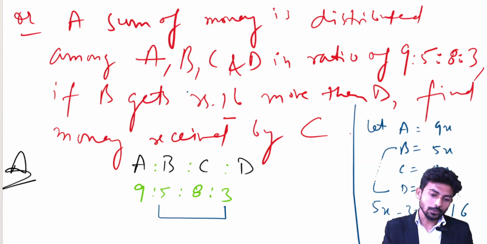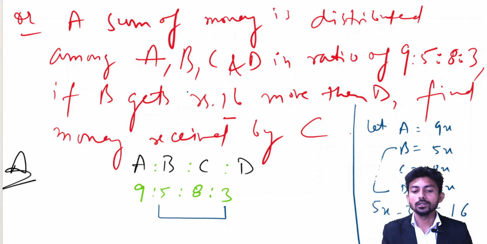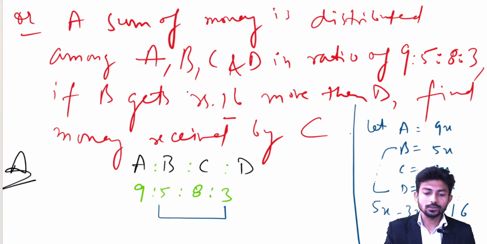And the difference of this will be 2x, and that will be equivalent to 16. From here we can say x will be 8, and that will be further substituted. And if we have to find out C, then we can write that C is 8x. So we can write 8 into 8, that will be 64 rupees, which will be our answer.